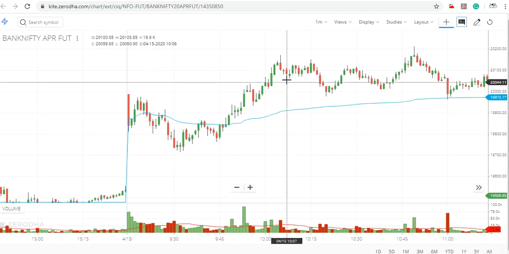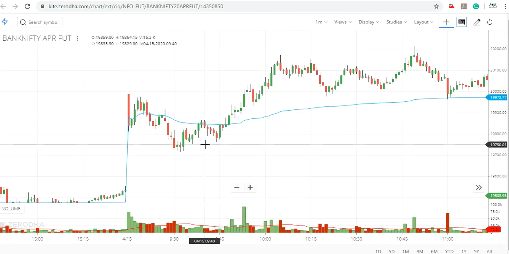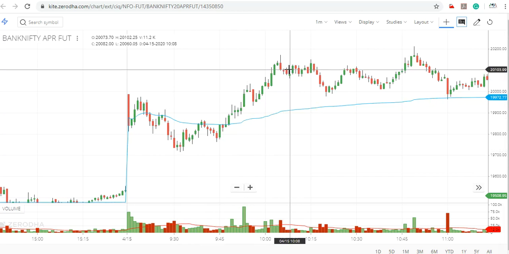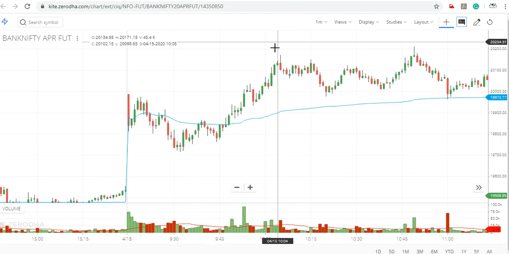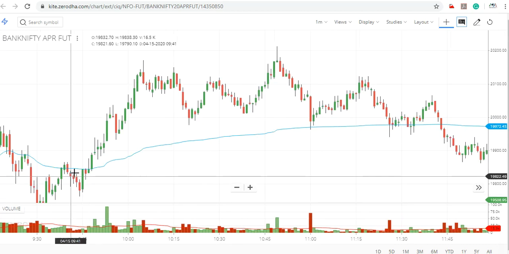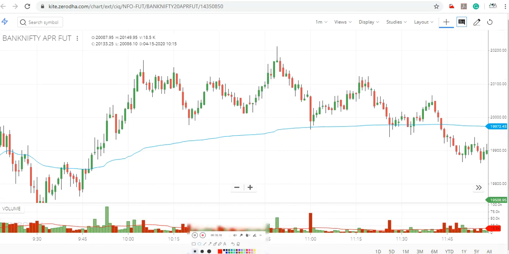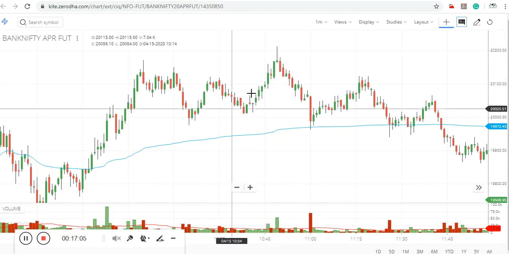19,742. It went up about 400 points, 19,750 to 20,100. See here, you can scalp here. Let it go higher high. See here, the ideal candle is this one. The superb candle is this. You can check here, this candle.